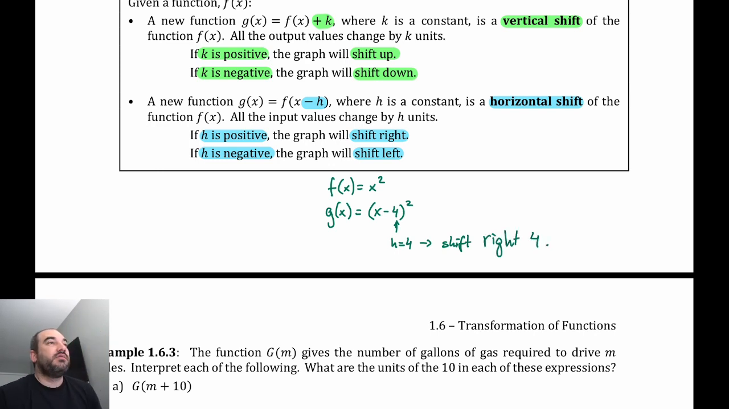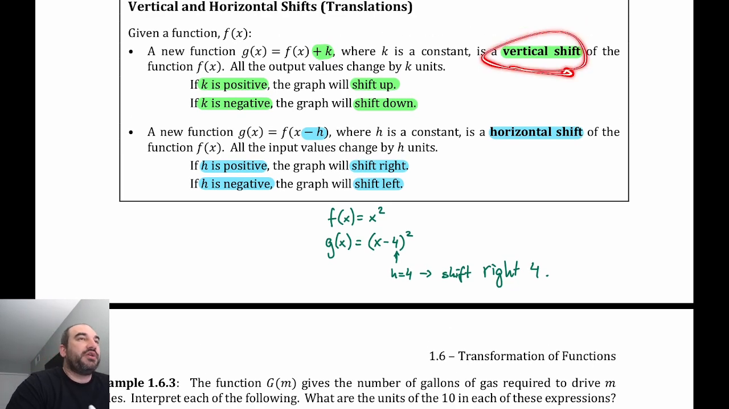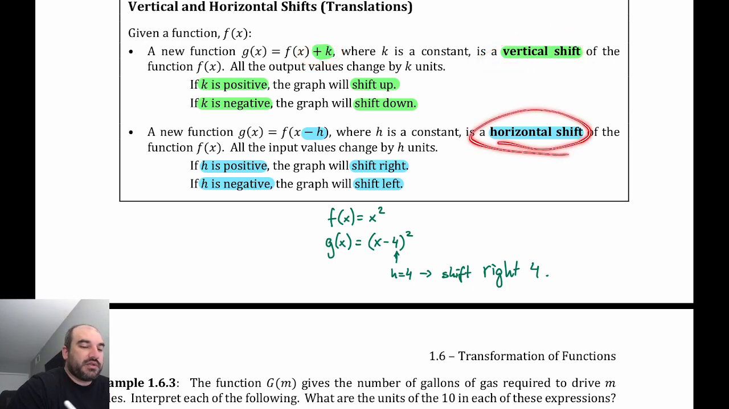4 units, right? Okay, so just be careful with that one because the vertical shift is pretty straightforward, right? If you add a number to a function, it's going to go up. If you subtract it, it's going to shift down. Whereas the horizontal shift is a little bit backwards. If you subtract a number here, like minus 4, that's going to shift your graph to the right.